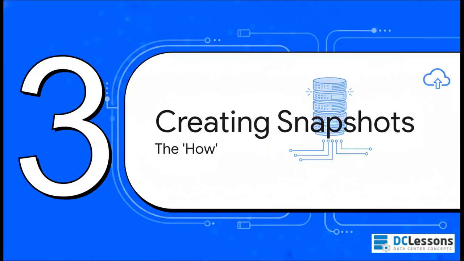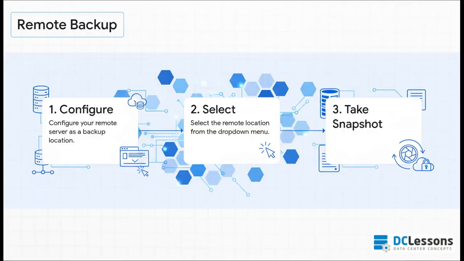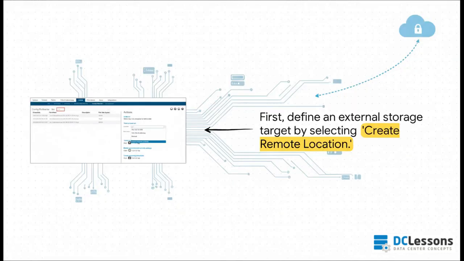So now that we know where to go and what scope to choose, let's get into the how. We're going to walk through creating a full fabric snapshot and, this is critical, saving it to a remote server. Honestly, that's the only way you should be doing this in a real production environment. We're going to follow these 3 key steps to make sure our backup is stored safely off-box. First, you tell it where it's going. Second, you select that location. And third, you kick off the snapshot. Simple, clean, and effective.